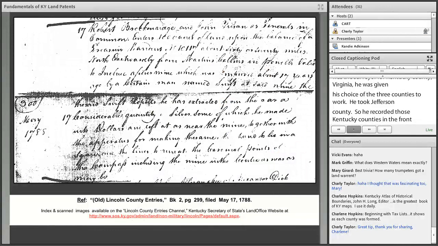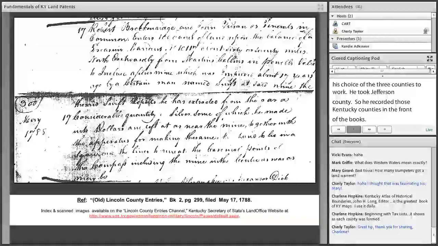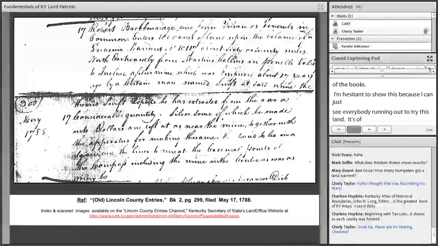Now, I'm hesitant to show this because I can just see everybody running out to try to find this land. But it's of historical interest, so here we go. Okay. This is from the old Lincoln County entry book, book 2, page 299, filed May the 17th, 1788. Robert Breckinridge and John Filson, as tenants in common, enter 1,000 acres of land upon the balance of a treasury warrant, number 10117, about 60 or 70 miles north northeastwardly from Martin's Cabins in Powell's Valley to include a silver mine, which was improved about 17 years ago by a certain man named Swift. Yes, at said mine, and then the said Swift reputed he has extracted from the ore a considerable quantity of silver, some of which he made into dollars and left at or near the mine.